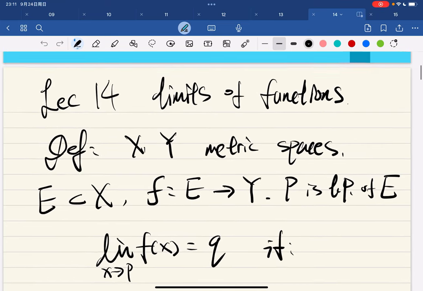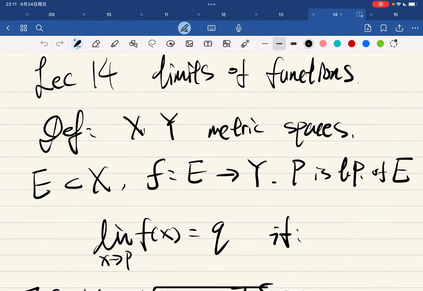So here we are: limits of functions, geometric space. For this chapter, we'll mainly focus on real functions, complex functions, and vector-valued functions. But when we're introducing the definitions, we'll focus on general settings.